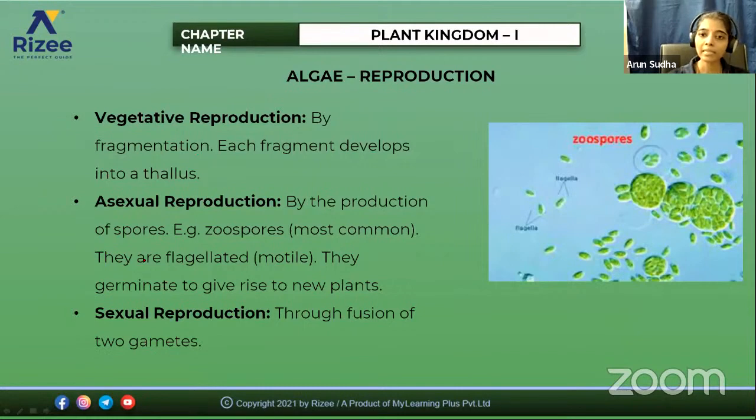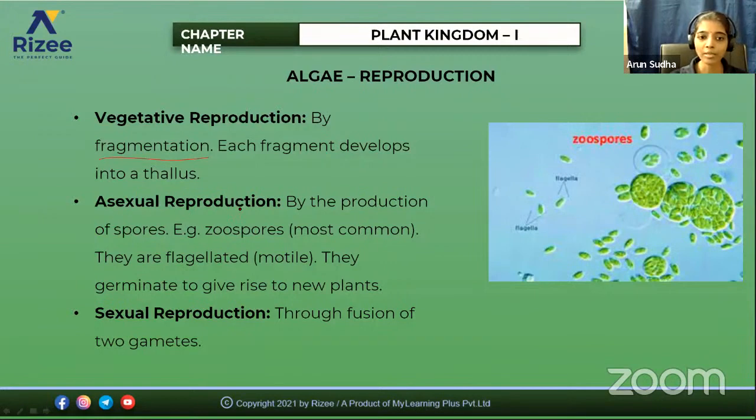And then regarding the reproduction, there are three modes of reproduction, either by vegetative means, or by asexual or by sexual reproduction. Vegetative reproduction occurs by fragmentation. So we already know what is fragmentation. That is, the parent organism splits into fragments, and each fragment grows into a new thallus. So that is fragmentation or vegetative reproduction.